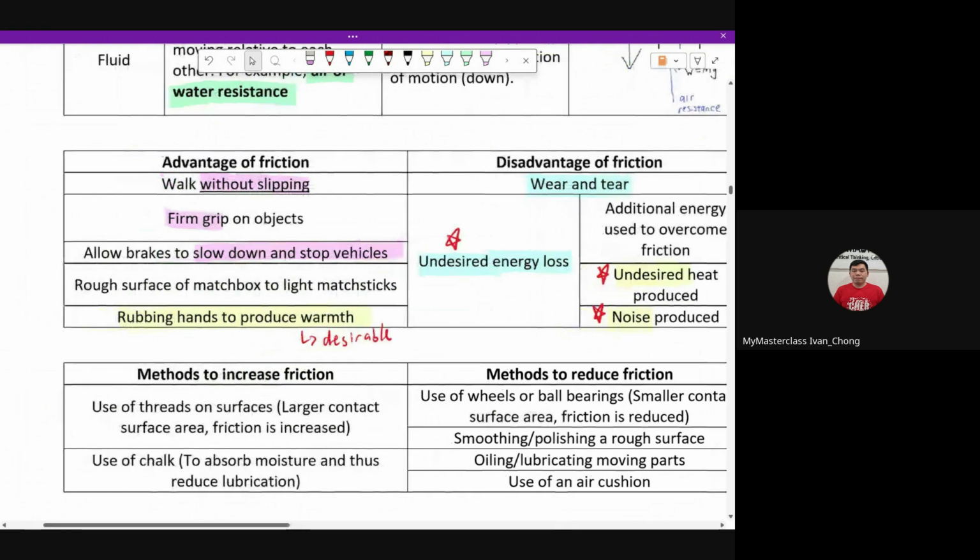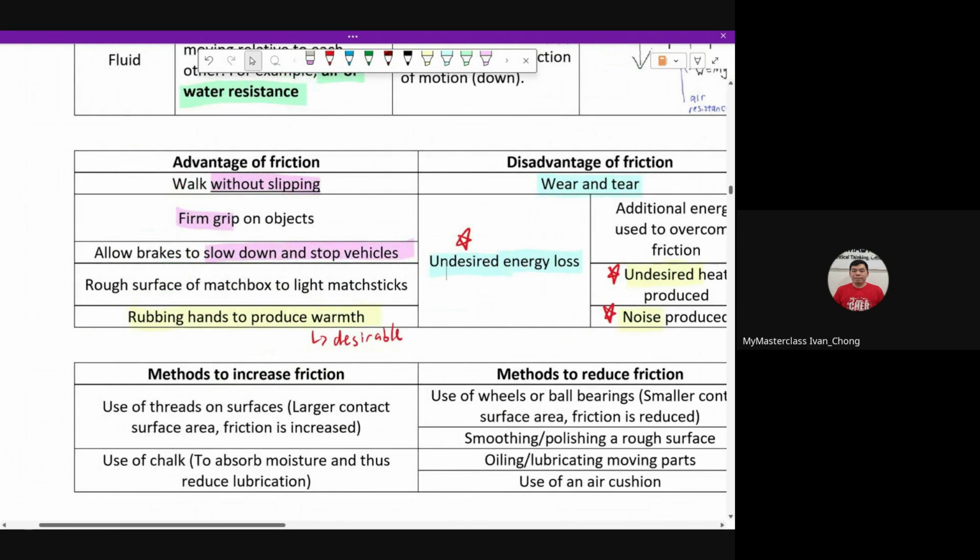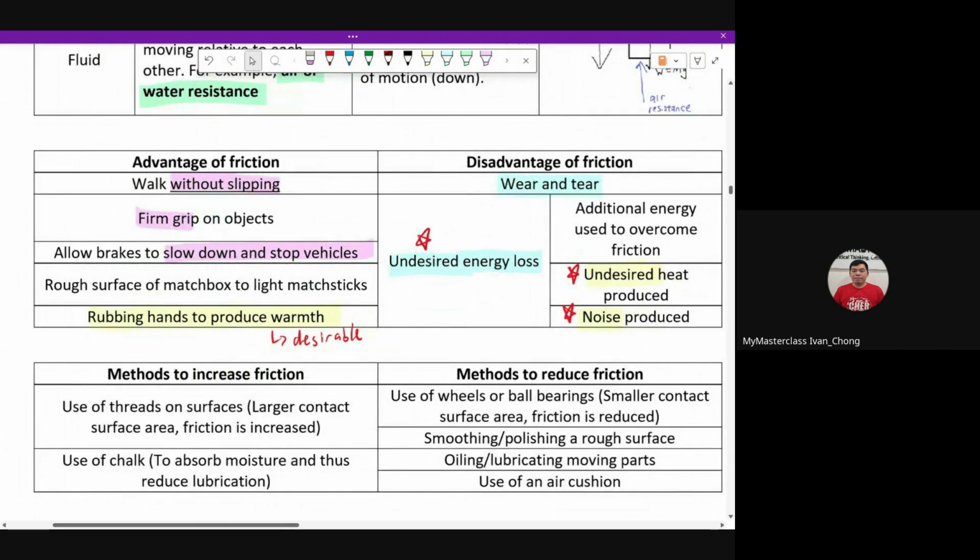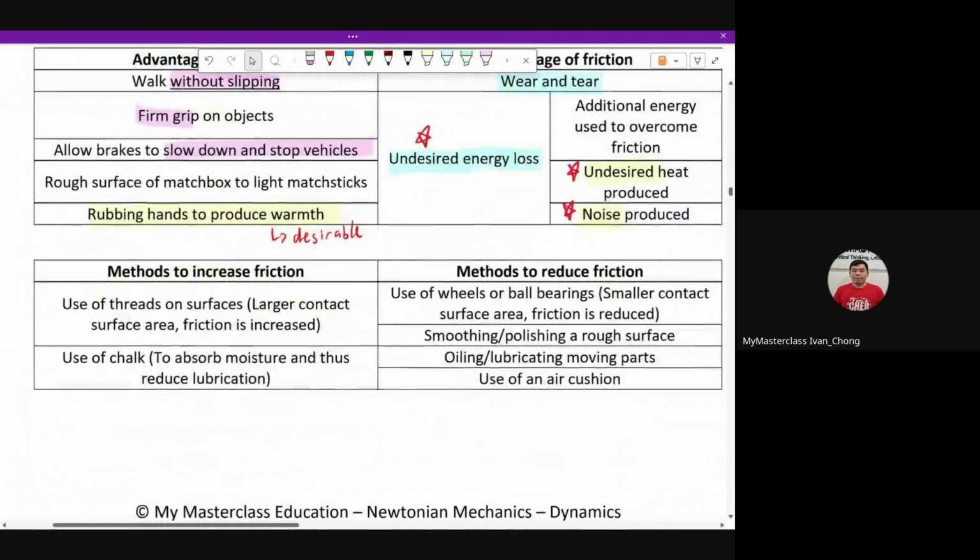One of them, for example, is if you fall down and you hit your hand against a parade square, those very jaggedy parade squares, what happens to your skin? Your skin will actually tear and you will start bleeding, right? And that will actually change the firm grip on the floor into a disadvantage. So it really depends on the context, on how you describe the scenario itself, whether this is an advantage or disadvantage. Okay, so because of all your advantages and disadvantages, you will want to learn about methods to increase or reduce friction accordingly.